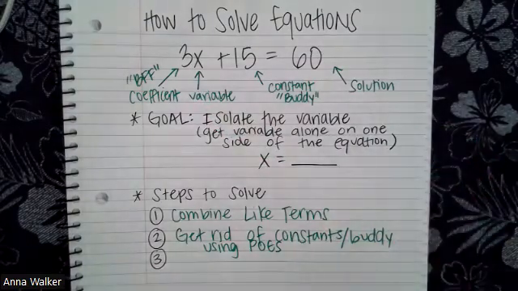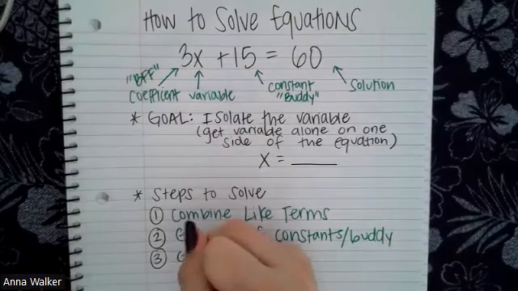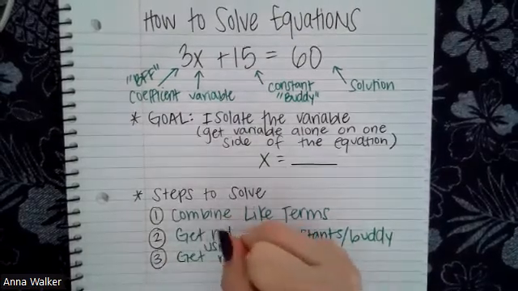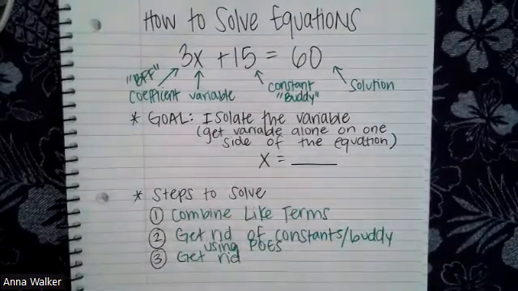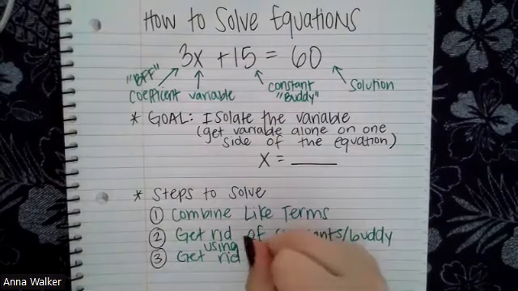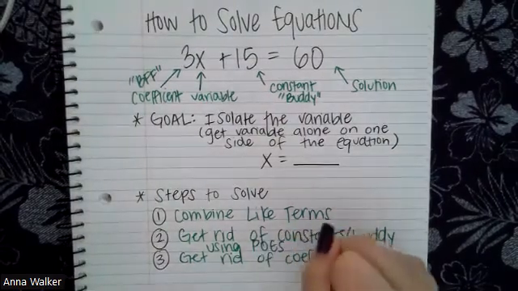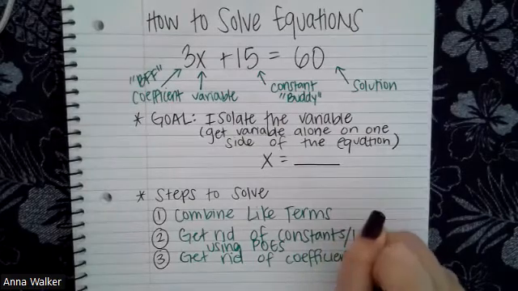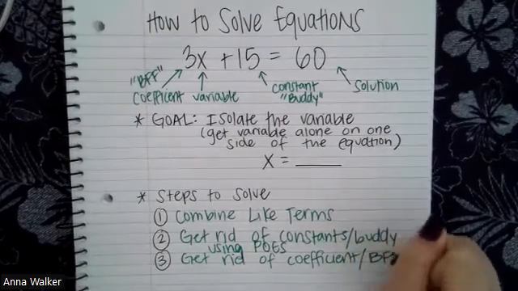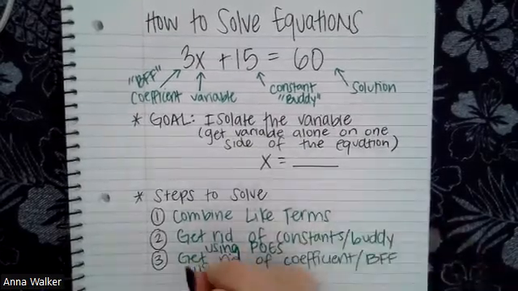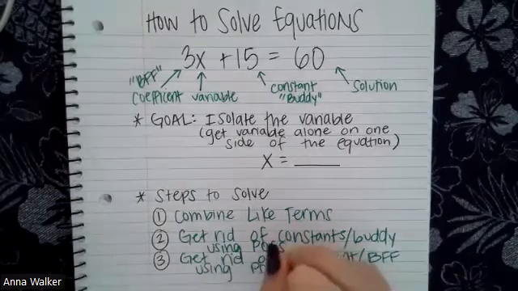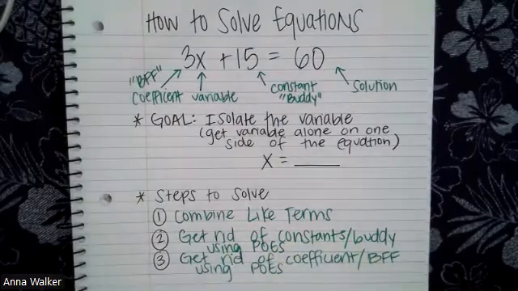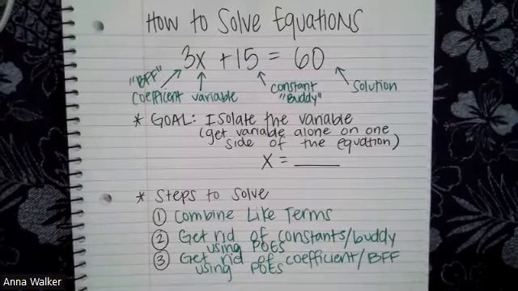Once we get rid of our constants, then we're going to go take on the hard task. And it's not really that hard mathematically, but you know what I mean. We're going to get rid of the coefficient or the BFF, also using inverse operations. So depending on how the coefficient is written, we might use DPOE, we might use MPOE, and so forth. But we're going to get rid of the coefficient using the inverse operation.